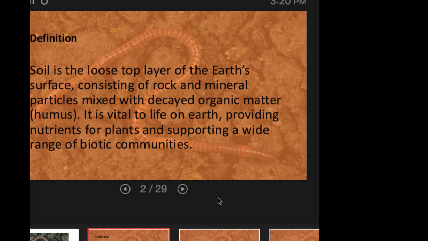So the definition we have of a soil is that it's a loose top layer of the Earth's surface, and it has rocks and minerals and particles which are mixed with decaying organic matter, which is called humus. Without it, we can't live on Earth. It provides all the nutrients for the plants for growth, and it supports a whole range of biotic communities, which we'll look at.